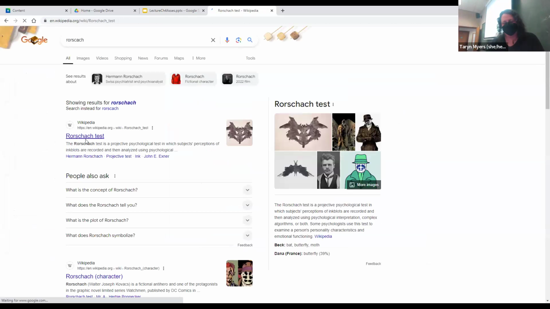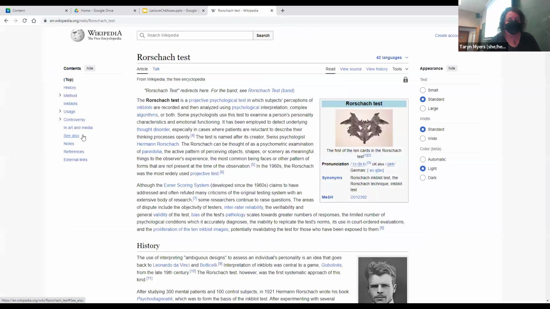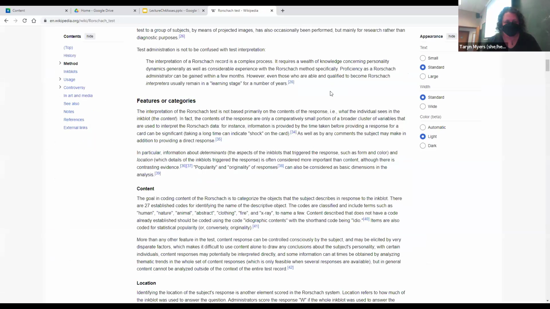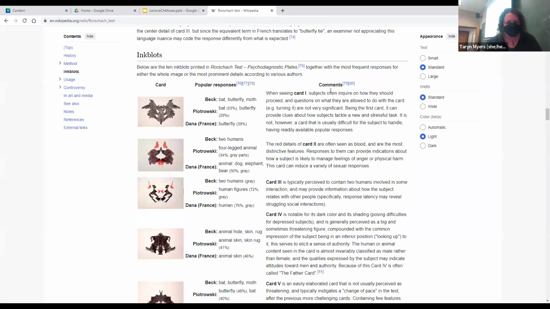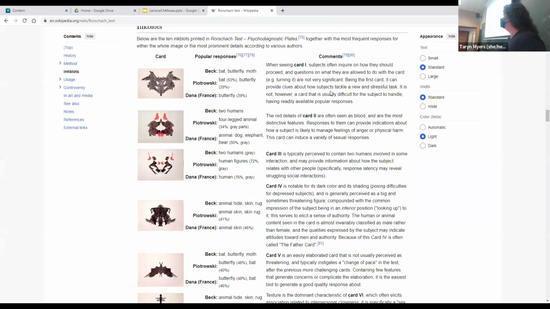If we go to Wikipedia and scroll all the way down to the bottom, here are all 10 plots. I had to pay $70 when I first got here to get a copy, and I'll bring it on Friday. Not the school paid it, not me. But these have each of the cards. It has common answers. This is basically a cheat sheet for the Rorschach on Wikipedia.